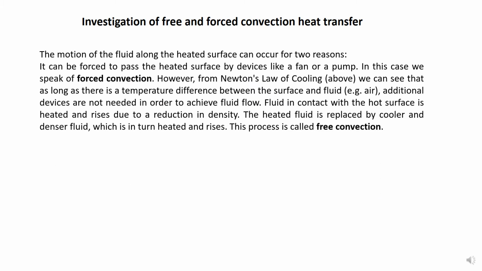Actually, there are two different types of convection heat transfer. The first is so-called forced convection. It means the motion of the fluid along the heated surface is forced by devices like a fan or pump. And the second is so-called free convection. It means no additional devices are needed in order to achieve fluid flow, as the motion of the fluid happens because of the temperature difference between the surface and the fluid.